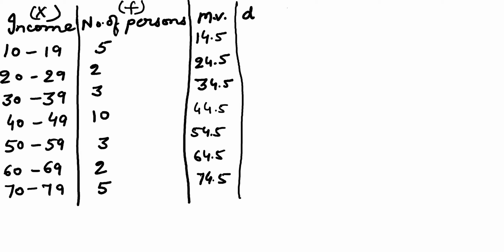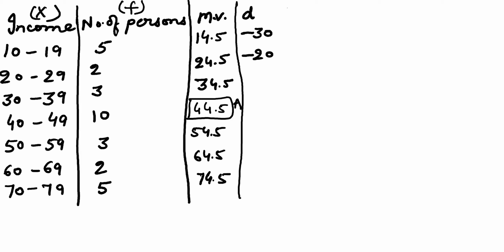So for calculating D, we will assume any value from the mid values as A. Let's say 44.5 is our A, an assumed mean. For calculating D, we know the process, that we have to subtract 44.5 from 14.5. After subtracting this, then it will be 24.5 minus 44.5, we will get minus 20.